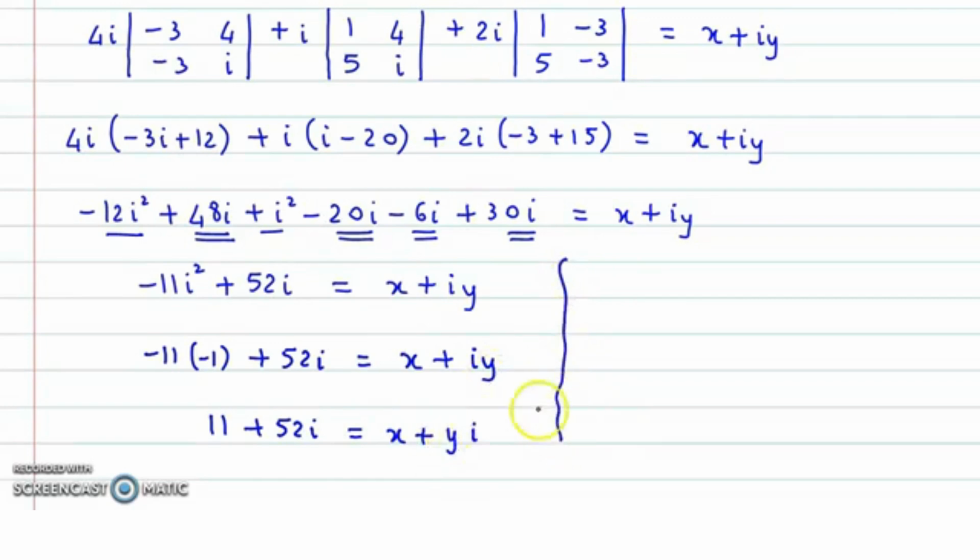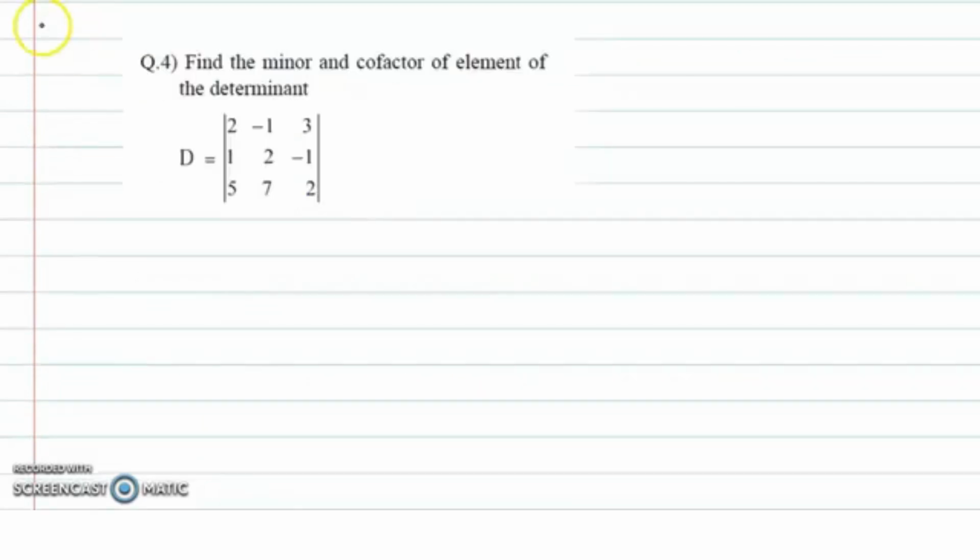So equating the real and the imaginary parts respectively. अब यहाँ real part है x और इधर real part है 11. So we can say x is equal to 11 and imaginary parts को equate करते हैं. यहाँ पर i के साथ है y, that is the imaginary part, और यहाँ पर है 52. So we can say y is equal to 52.